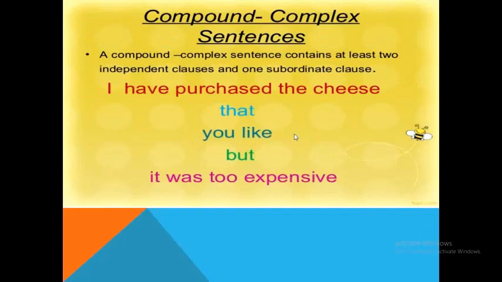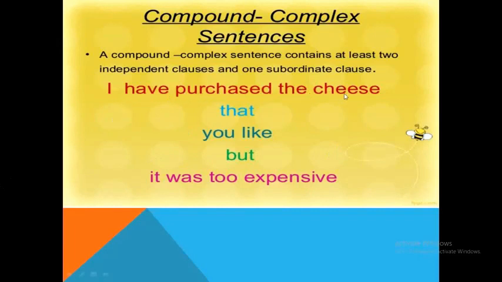Compound complex sentence. So the last type of sentence we have reached is the compound complex sentence. A compound complex sentence contains at least two independent clauses and one subordinate clause. Look at that, boys: I have purchased the cheese.